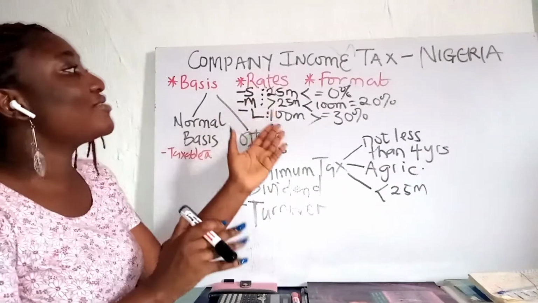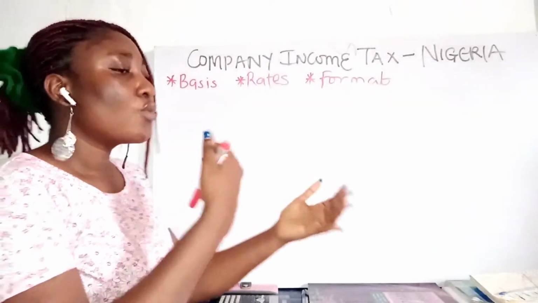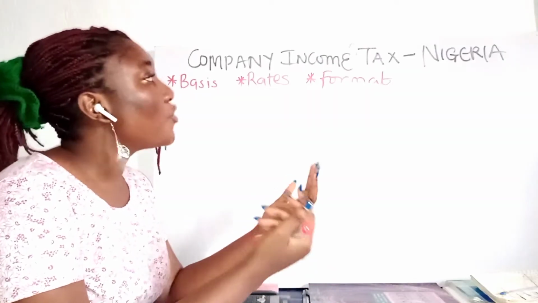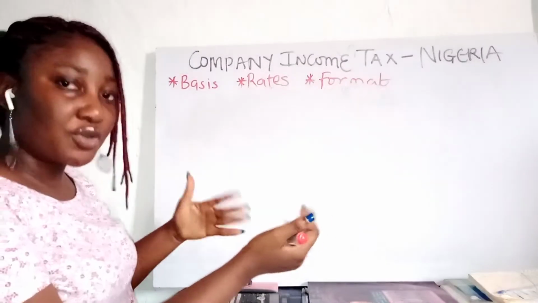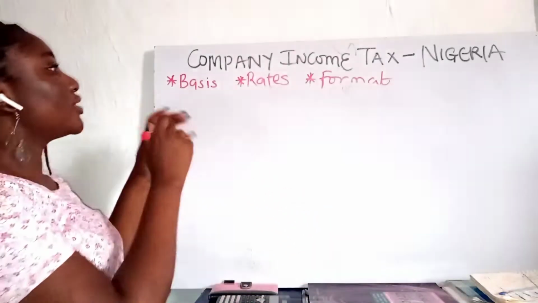We've done the basis and the rate, and we are going to the format, so I have to wipe this board off. Let me start like this. What are you trying to achieve by doing the format? You are trying to achieve company income tax. So it's more like a step-by-step calculation on how to get your company income tax. Do you understand? So this is how to do the format.